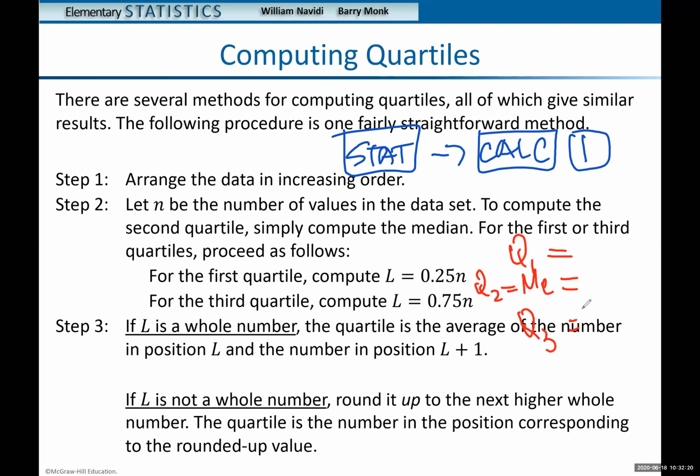So what is your Q1? 29. And what is your Q2 or your median? 30. And your Q3 is? 32. So you should see these numbers. Okay? Any questions to find Q1, Q2, and Q3? All right.